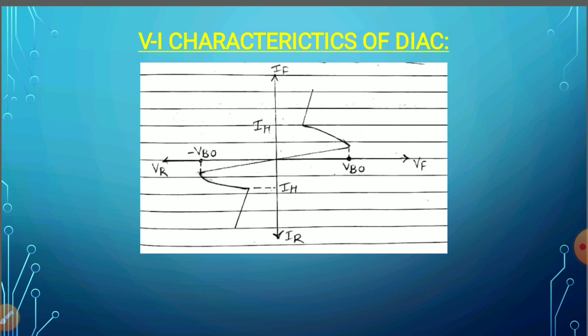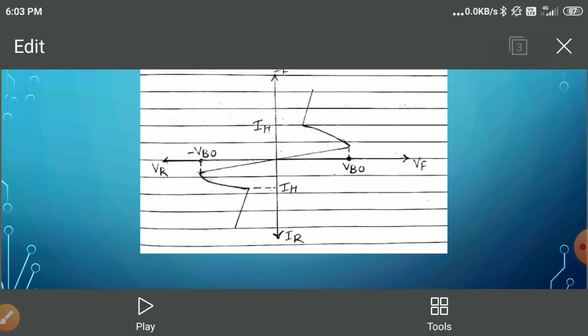When I take the first case, as I said before, I am going to apply the forward voltage, that is the positive voltage. When I apply it, I am going to make anode 1 positive with respect to anode 2.